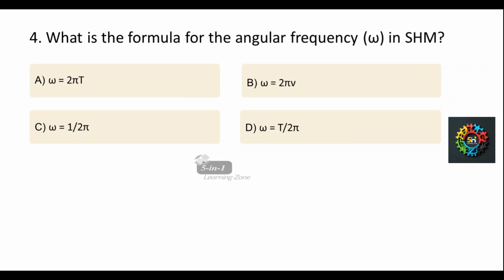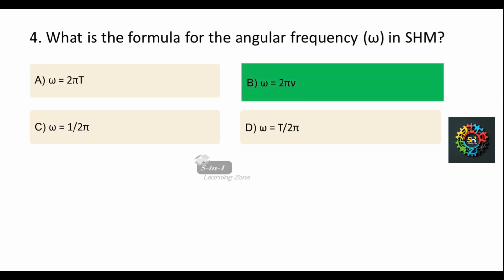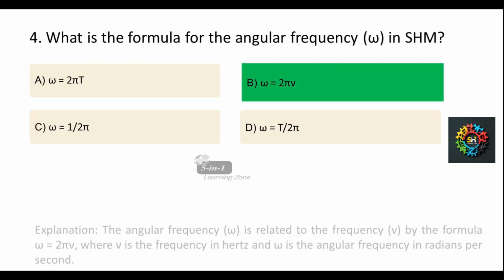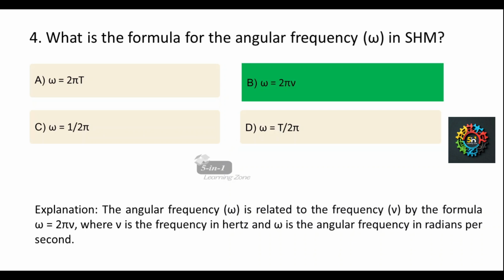4. What is the formula for the angular frequency omega in SHM? Answer. B. Omega equals 2 pi v. Explanation. The angular frequency omega is related to the frequency v by the formula omega equals 2 pi v, where v is the frequency in hertz and omega is the angular frequency in radians per second.